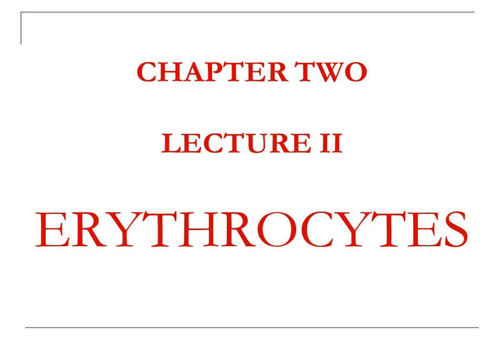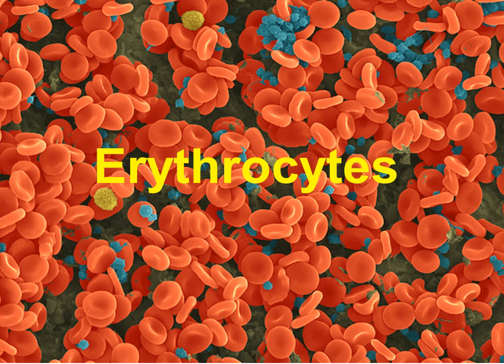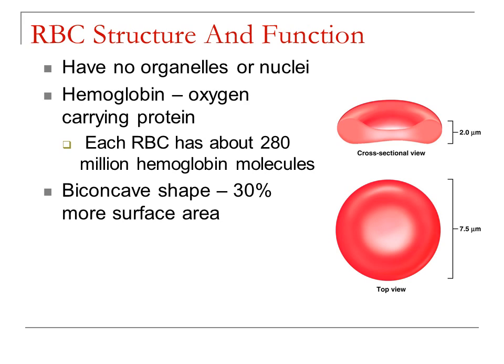The first type of blood cell we'll be discussing is the erythrocyte, also called the red blood cell. Erythrocytes are cells of the blood that have no organelles or nuclei.